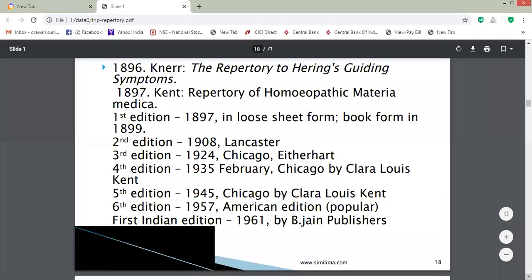Then the second edition of this book was in 1908. The third edition of Kent Repertory was published in 1924. The fourth edition was published in 1935. Fifth edition was published in 1945. Sixth edition was published in 1957. The first Indian edition was published in 1961.